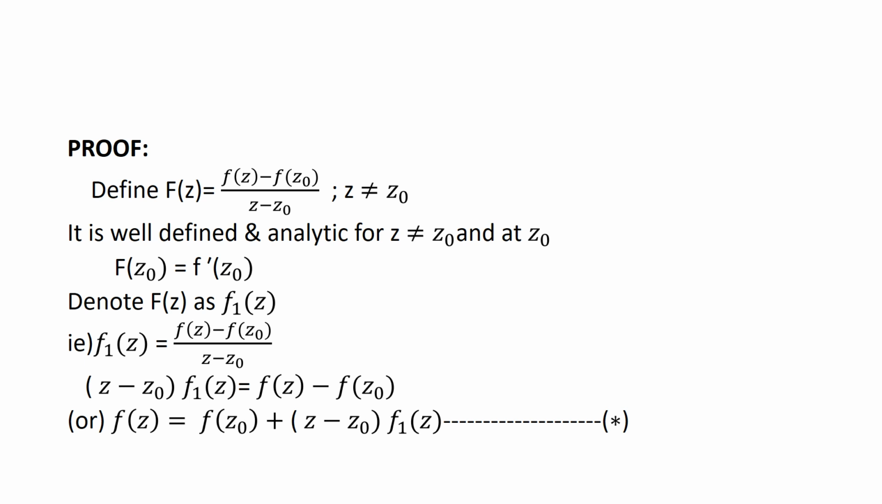Now cross multiplying, (z − z₀) f₁(z) = f(z) − f(z₀). From this we write small f(z), that is, f(z) = f(z₀) + (z − z₀) f₁(z).